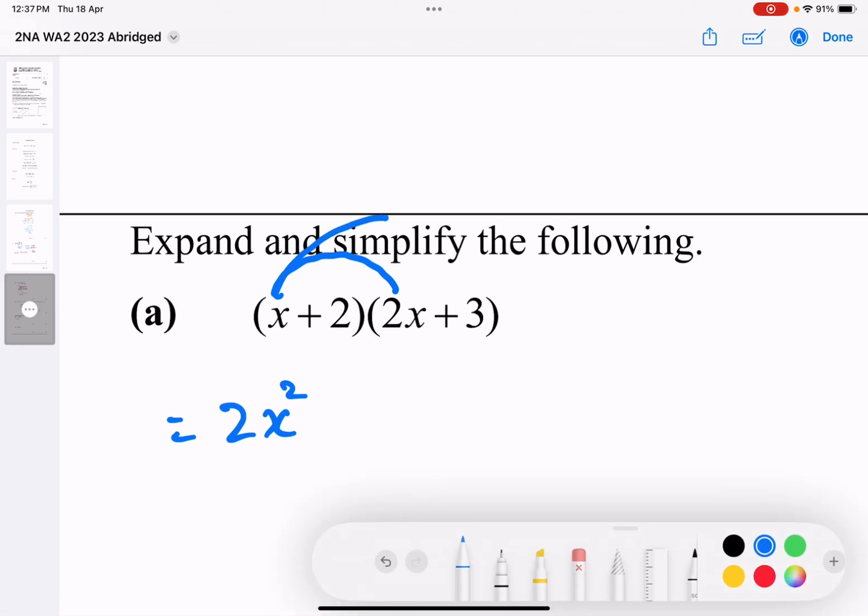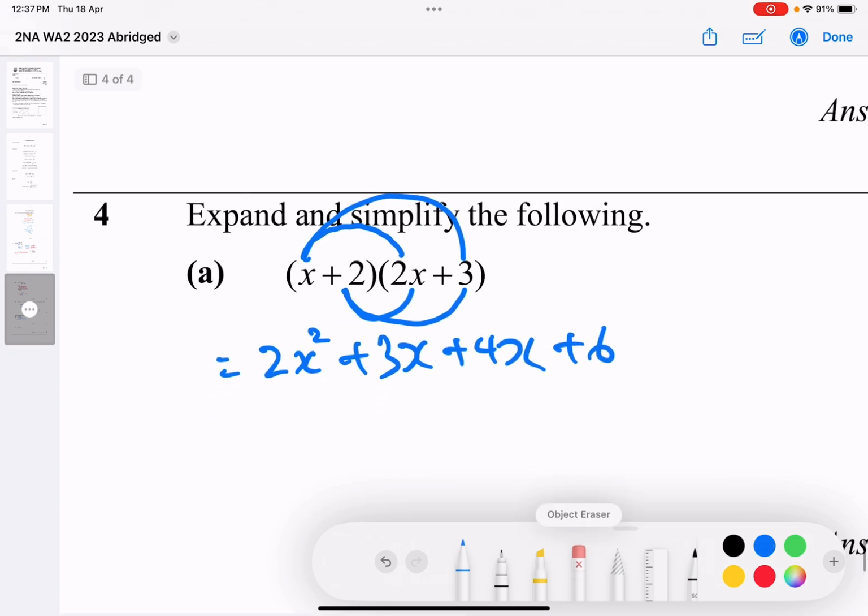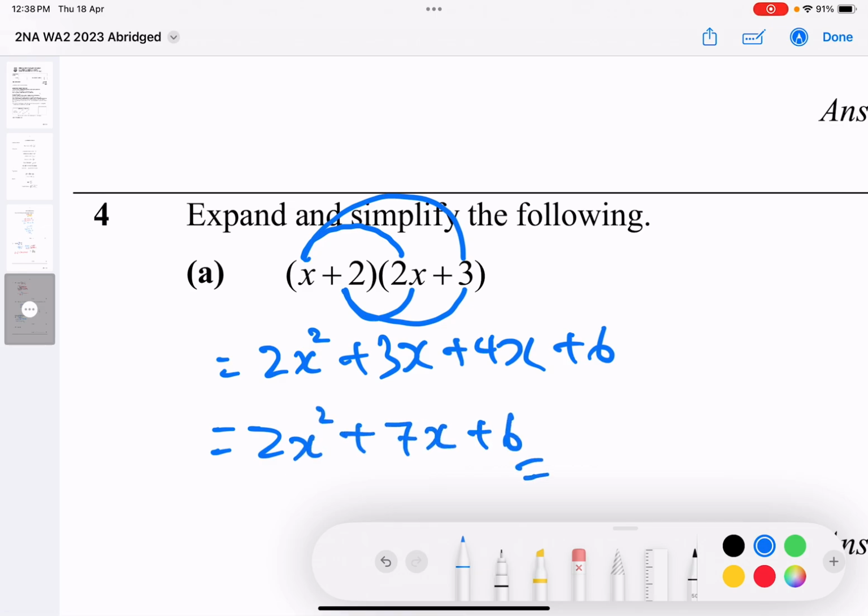Next, x times 3 is plus 3x. Next one, 2 times 2x is plus 4x. Lastly, 2 times 3 is plus 6. So we just need to combine the like terms together. 2x squared plus 7x plus 6. So this is how you combine the like terms. Very simple. It's simple if you practice.